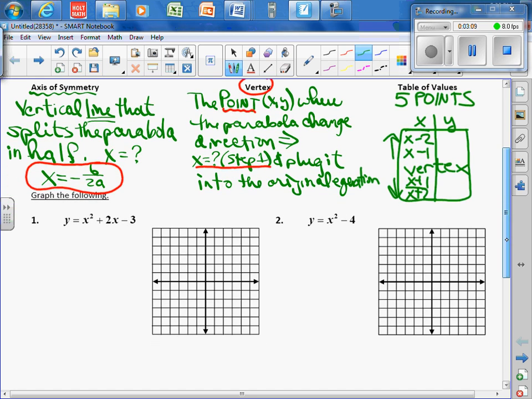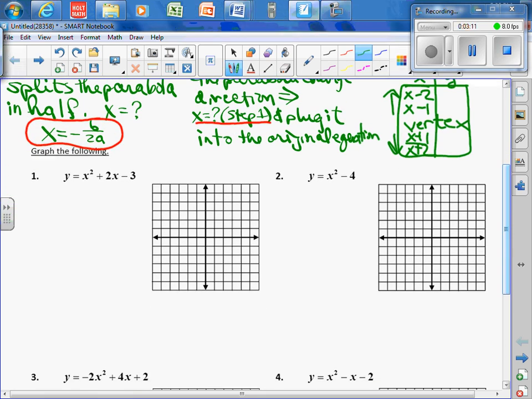Here's what I mean. Let's look at problem number 1. We have y is equal to x squared plus 2x minus 3. Now, it's always a good idea to start with what a, b, and c are. A is equal to 1, b is equal to 2, c is equal to negative 3.